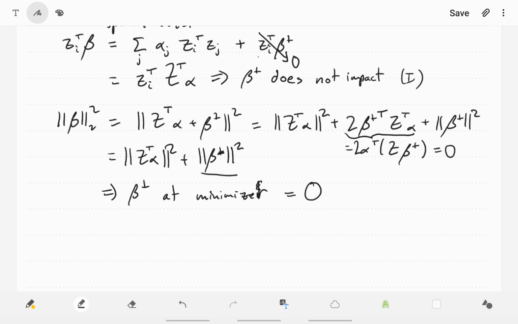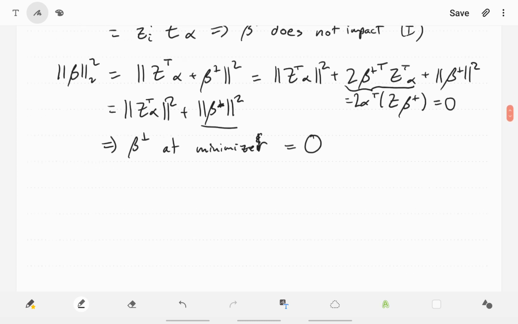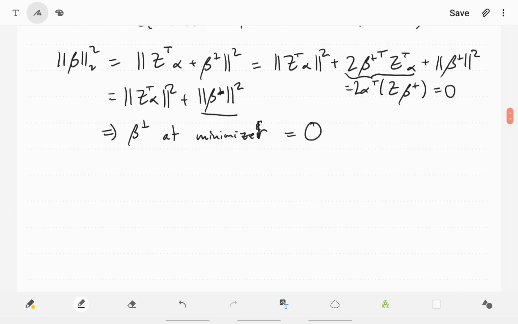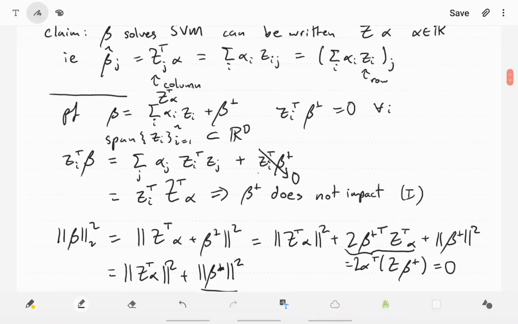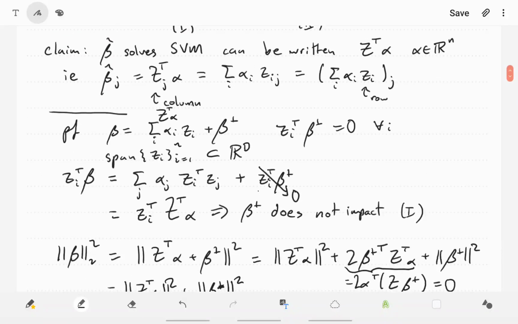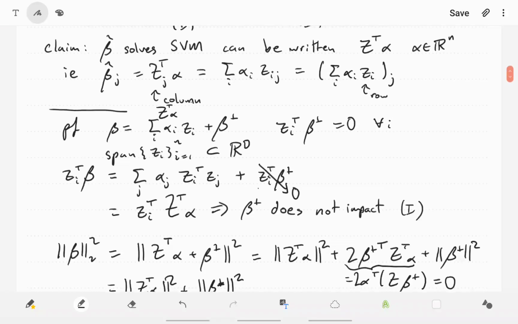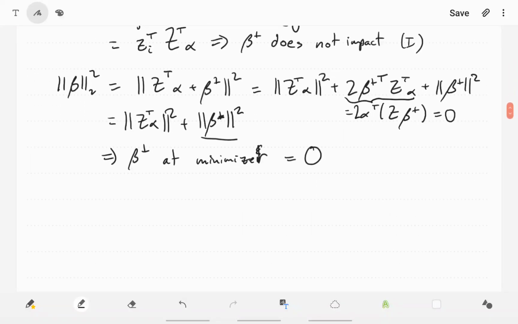Okay, so that is a fact about linear SVMs. Now we can rewrite linear SVMs using this claim. The claim is proven that the beta hat which solves SVMs can be written as Z transpose alpha. So let's just plug that in. Now we're trying to find this alpha instead of the beta, and alpha is in Rn, whereas beta was in Rd. Capital D could be bigger than N, and there's nothing stopping us from doing that.